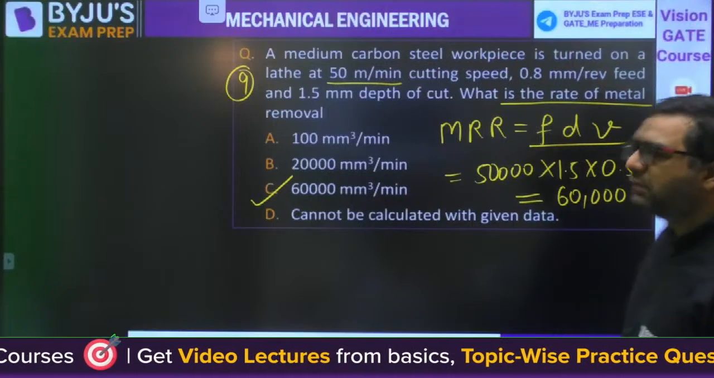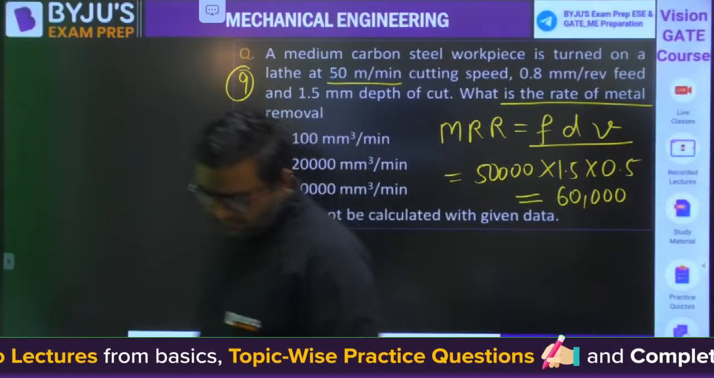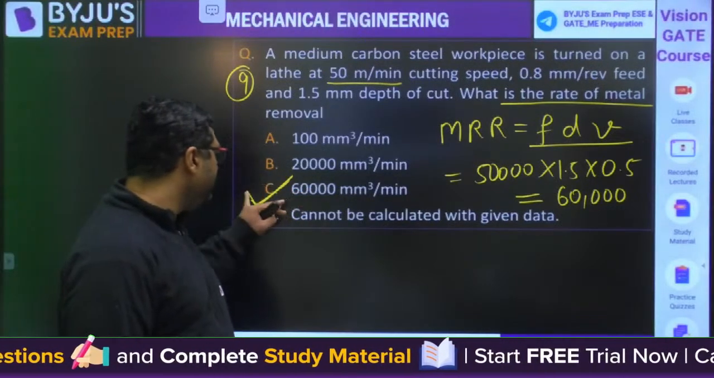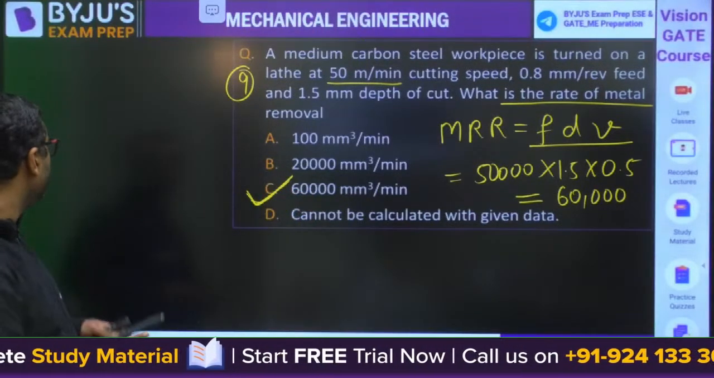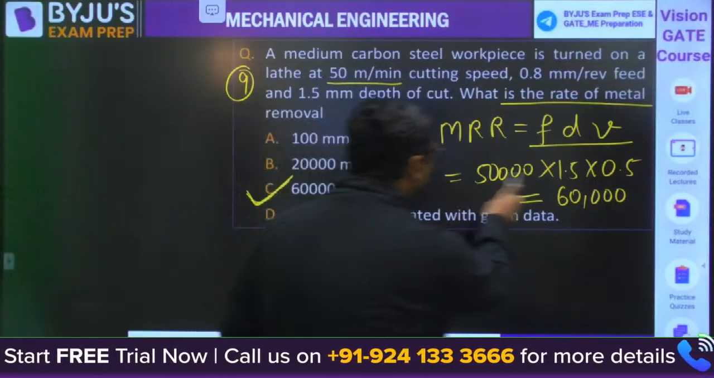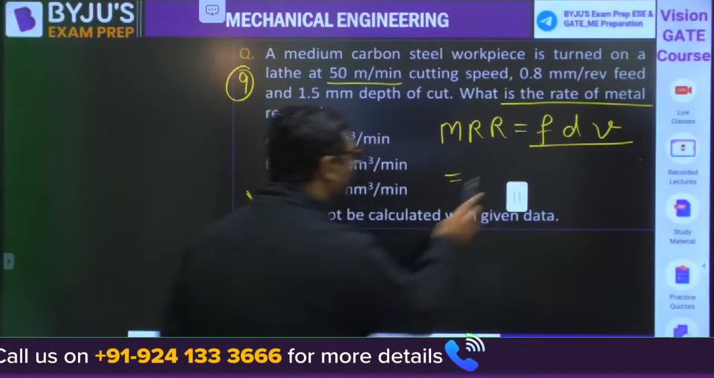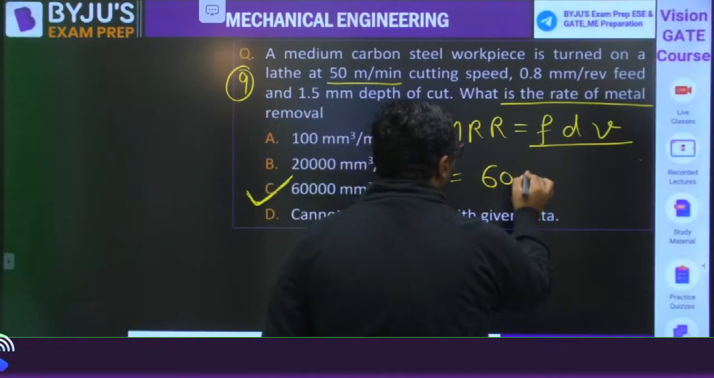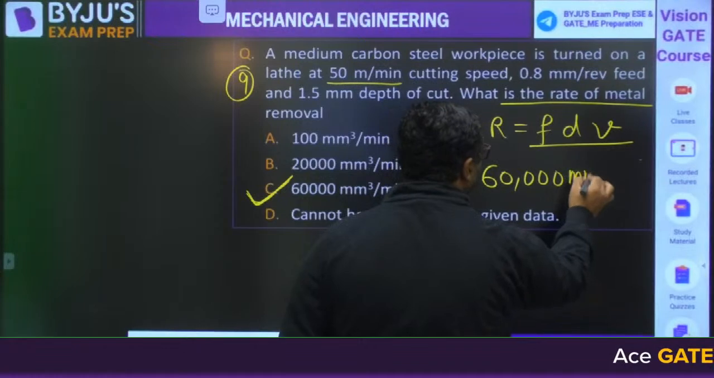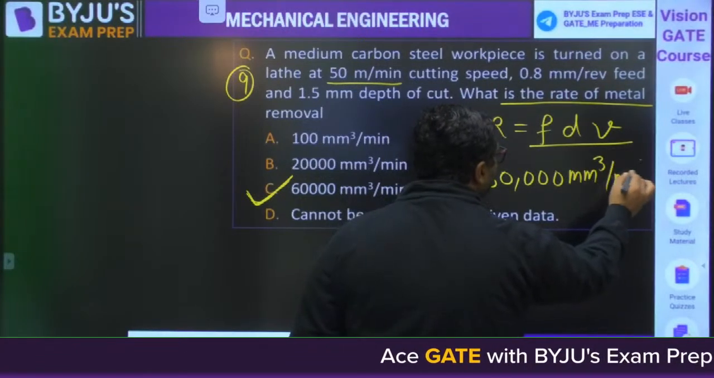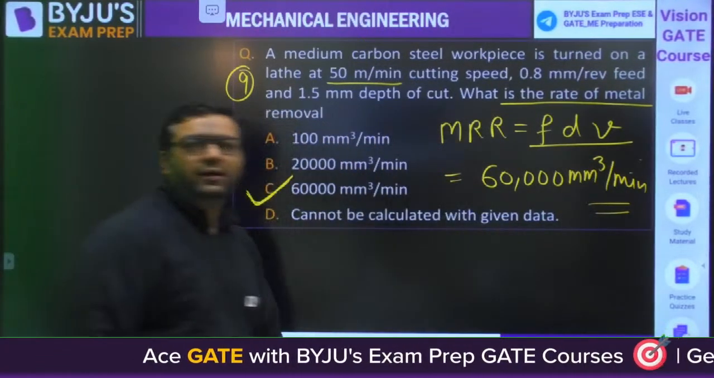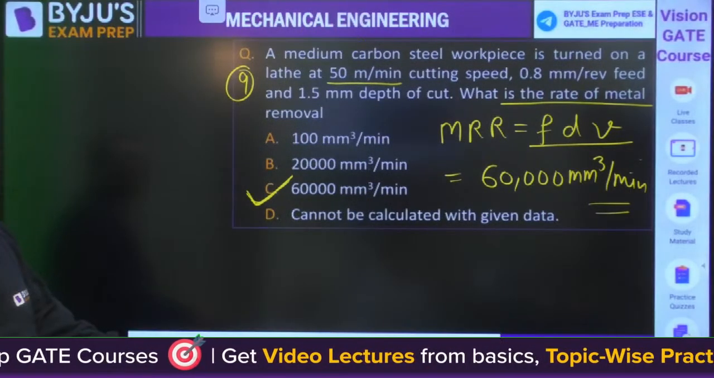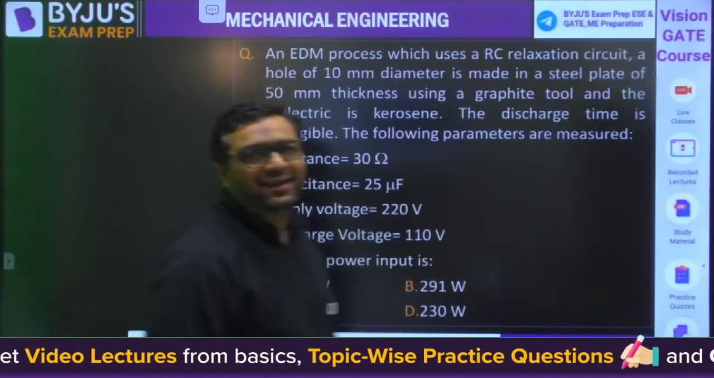I have done the calculations directly, so C would be the answer. You will apply the formula accordingly. Otherwise, some students may complain about the calculations. So the answer will be coming as 60,000 mm cube per minute, because in the last one I did not show the change of units, and students said, sir, you have not done the change in the units. So that's why I am directly writing it.